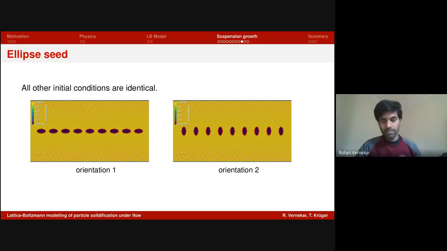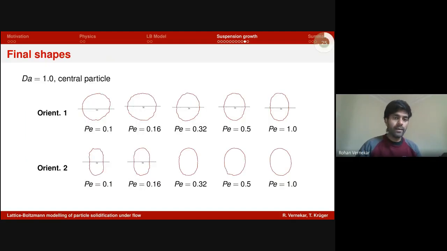Now, another simple question that we can ask here is what happens if we change the initial shape of the particles. And here I've got ellipses with axis ratios of 2 or half with two different orientations. In the first one, the long axis is along the flow direction. In the second one, the long axis is perpendicular to the flow direction. And I've plotted in 2 rows what are the final shapes of these particles when we increase the Peclet number from 0.1 to 1. And in both these cases, the Damkohler number is 1. So we have fast surface reactions.